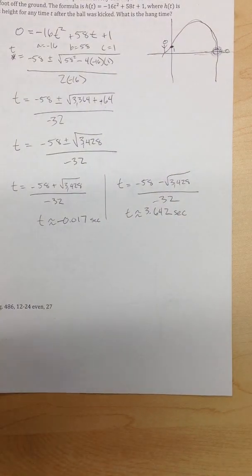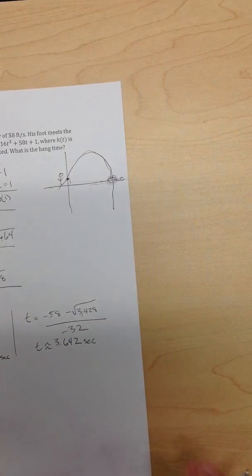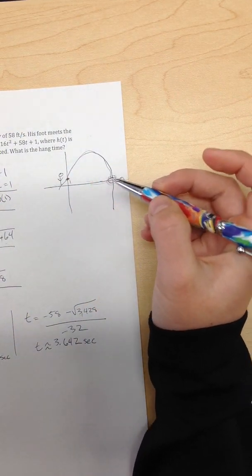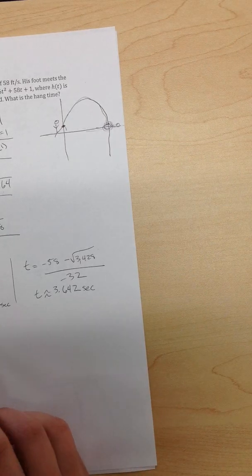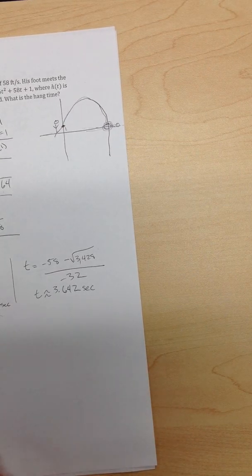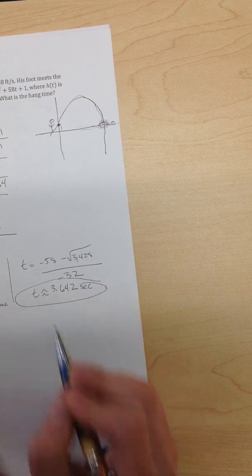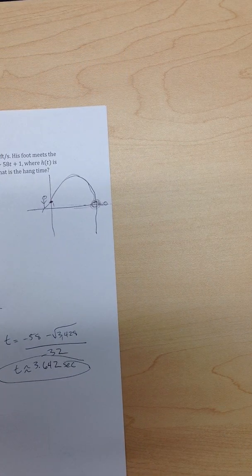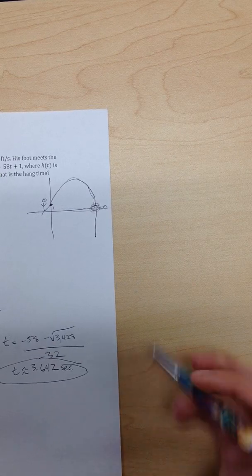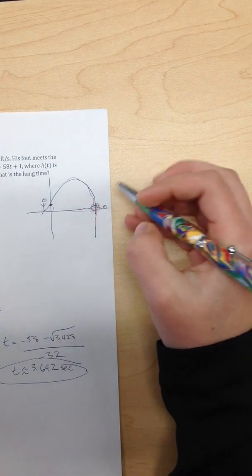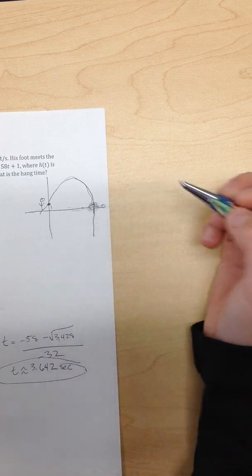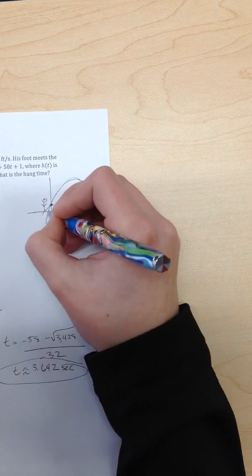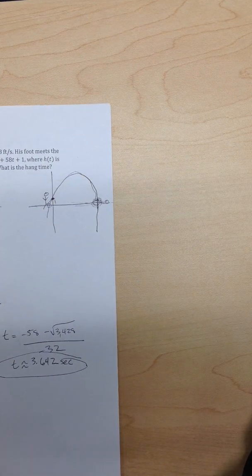So if we think back to what our actual problem was asking, they wanted our hang time here. Well, only one of these really makes sense for a time in seconds, because if we're dealing with a negative amount of seconds, that doesn't really make sense. So this positive number here is going to be our amount of seconds that we're going to want. So 3.642 seconds would be our answer for when it's going to hit the ground or the end of our hang time. Now that other number there, that negative number, would be if the graph kept going this way. That would be our negative number where that would end up.